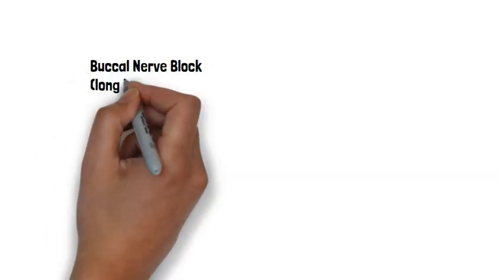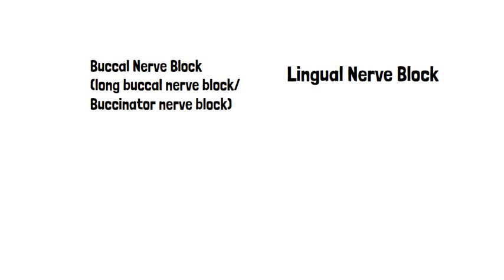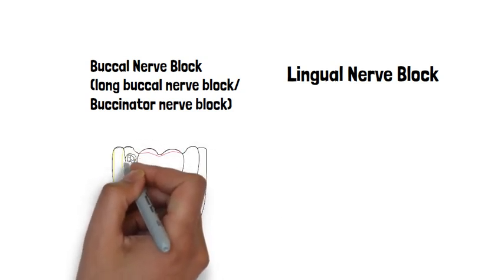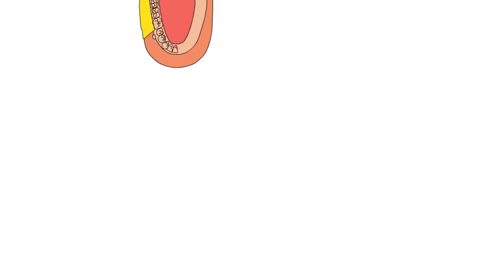So today I am going to discuss buccal nerve block and lingual nerve block. We'll start with the buccal nerve block, which is also called buccinator nerve block and, more commonly, long buccal nerve block. Buccal nerve block is used when buccal soft tissue adjacent to the molars in the mandible needs to be manipulated, like in subgingival procedures.